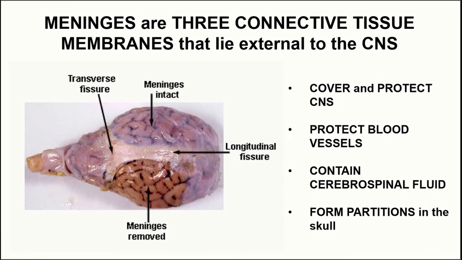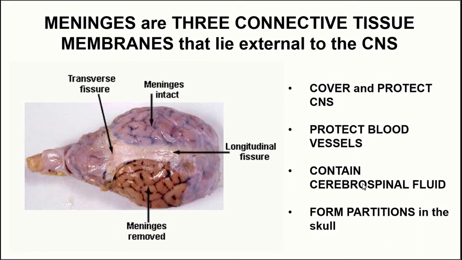Now, the meninges are three connective tissue membranes that lie externally to the central nervous system. So not only are the meninges found surrounding the brain, but we also see meninges surrounding the spinal cord as well. Collectively, the meninges serve to cover and protect the central nervous system structures, but they also protect the blood vessels that are associated with those structures.